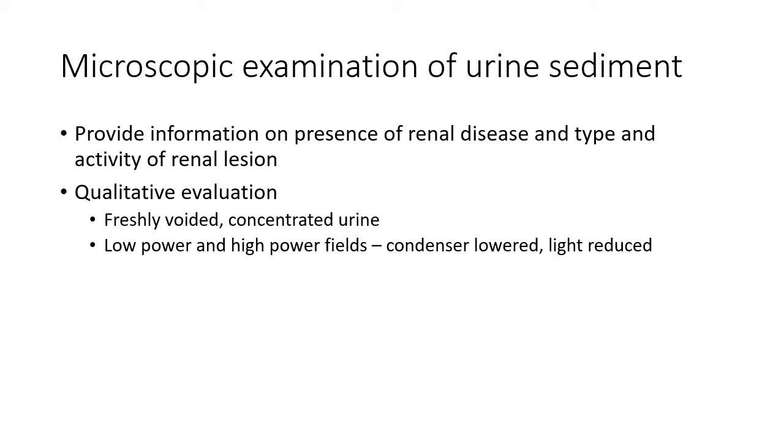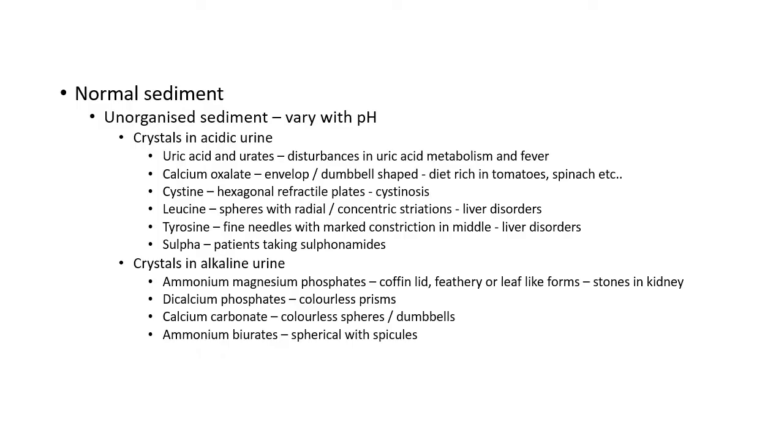The slide is first examined under low power magnification to locate the casts and elements that are present. After the entire slide has been scanned, a further examination is done under high power magnification in order to identify specific cell types, crystals, elements, etc. While examining under low power, the light should be reduced and the condenser should be lowered, otherwise the cast will be missed. Coming to the examination of normal sediment, it contains unorganized and organized elements.